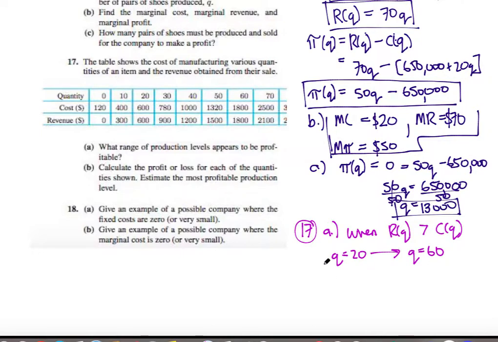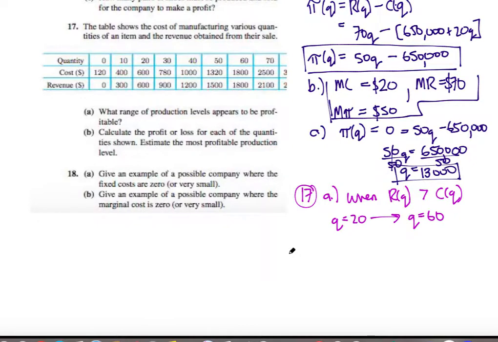Now, part B asks us to calculate the profit or loss for each of the quantities shown and then estimate the most profitable level. So, we're just going ahead and making a table for this. So, we have a quantity, which this row will just be the quantities from above. So that will be 0, 10, 20, 30, 40, 50, 60, and 70.